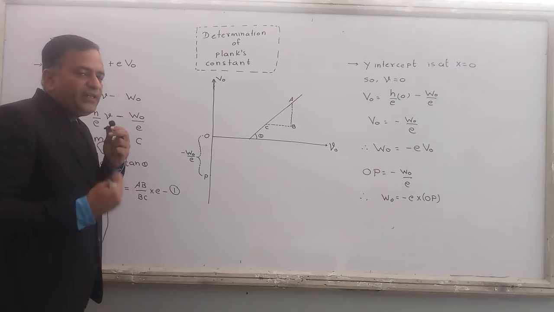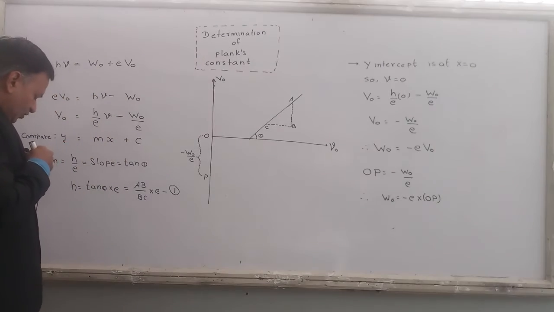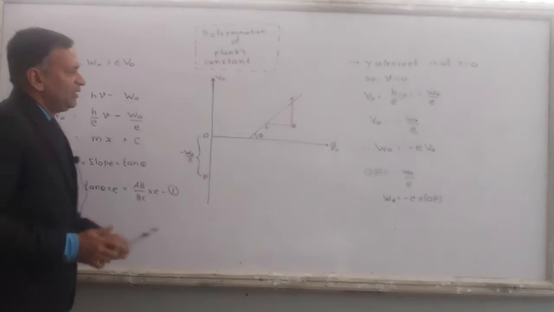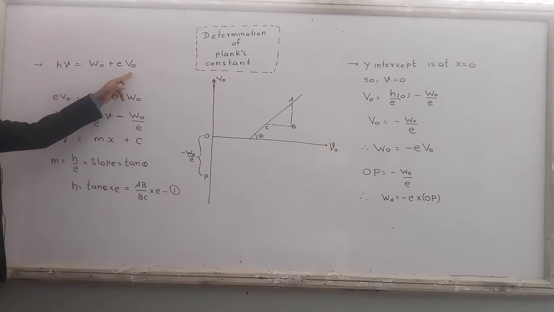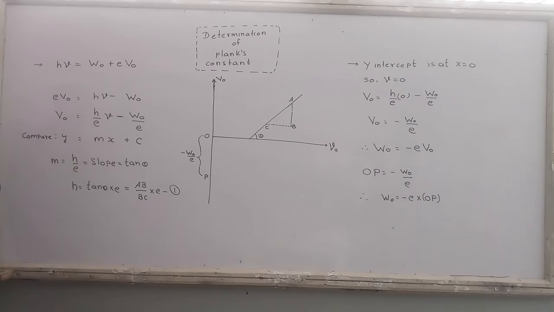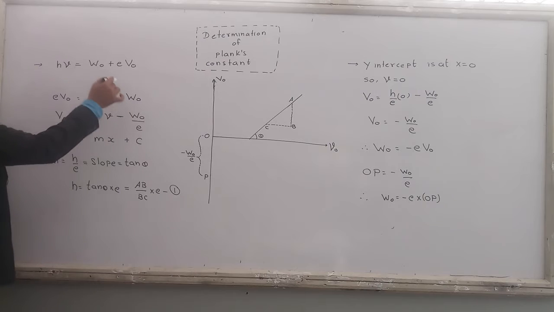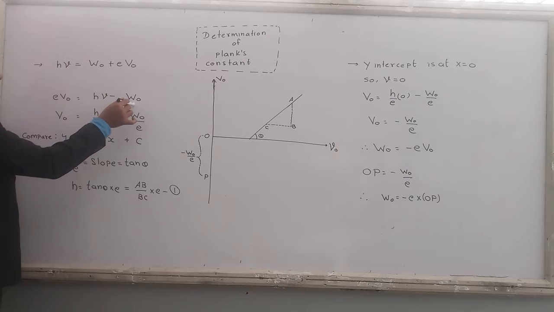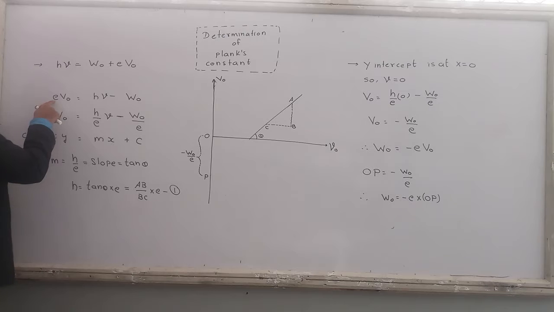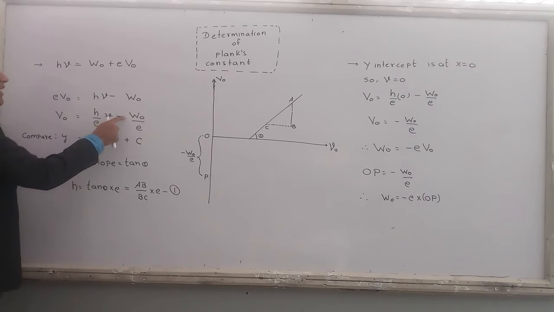So how do we determine this Planck's constant? First of all, keep in mind this graph and Einstein's photoelectric equation: h nu is equal to work function plus eV0. I am rewriting this equation in another form. eV0 is equal to h nu minus W0. I took the work function, W0, to this side. Then dividing everything by e, what I get is V0 equals h upon e into nu minus W0 upon e.